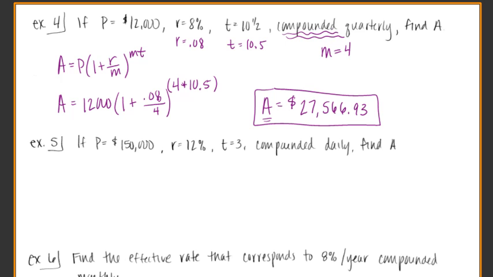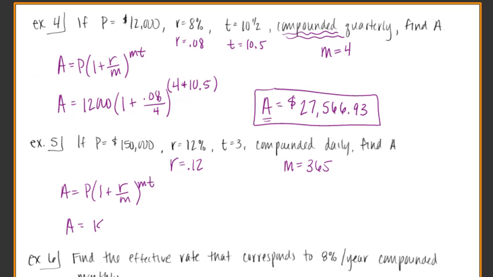So let's go on to number 5. Here we have initial investment of $150,000. Our rate is 12%, or 0.12. Our T is 3. We're compounding daily, so that means my M is 365. Let's find A. Every time I do one of these, as you're going to see, I like to write the formula, because you're going to have to know these formulas. I'm not going to give these to you. So you're going to have to know them. There's not very many of them at all. So the more you write them, the easier they become.